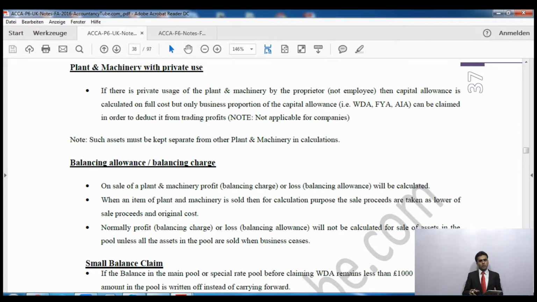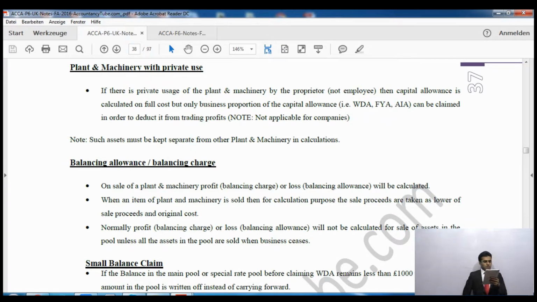Business use is use which is for the business, and private use is where the proprietor takes something for his private use. When an employee incurs an expense for private purposes, that is an expense of the company, whereas if the proprietor uses something for private use, that is private use. So there is a difference. We will only be able to claim the capital allowance on the business portion. We cannot claim it for personal purposes.